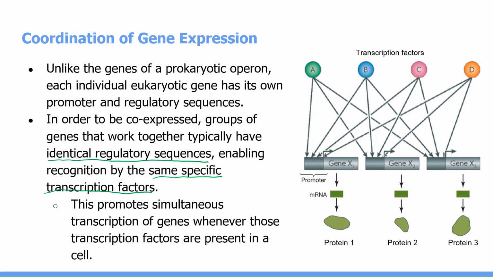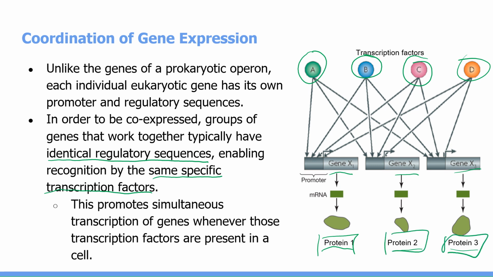So we have this primary example here. I have transcription factors A, B, C, and D. They all work together to promote genes X1, X2, and X3. Once the mRNA is created, it is translated into 3 different proteins, but the transcription and translation of these 3 proteins, y'all, happen together.